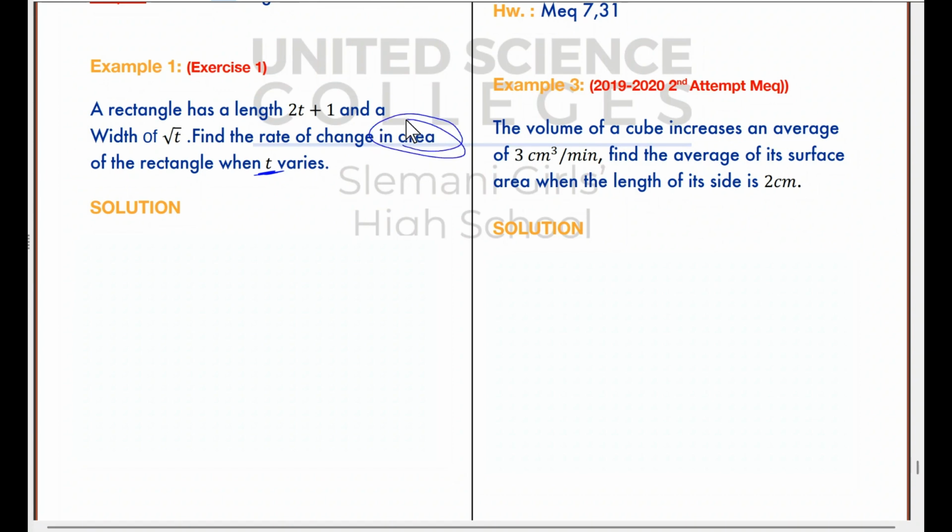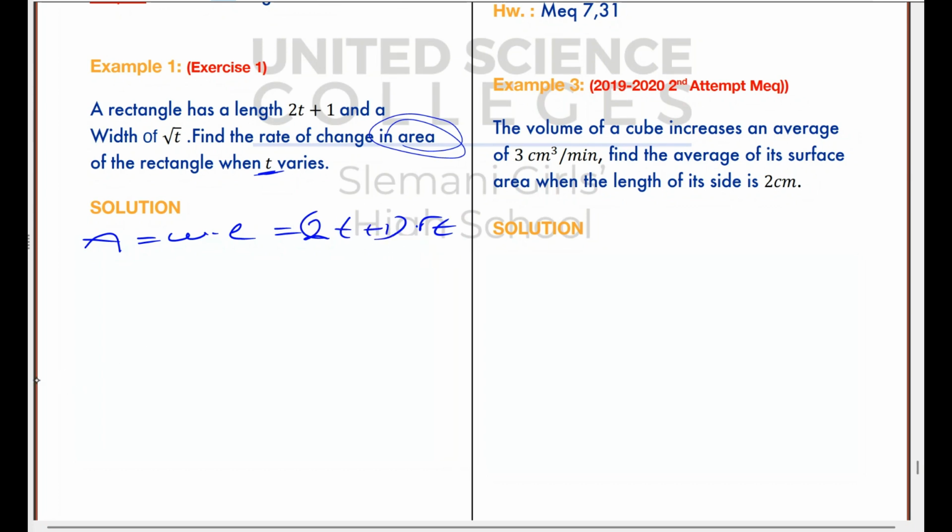We are talking about area. So let's write the area formula for a rectangle. Remember, the area formula for a rectangle is width times length. Width is given, length is given, everything is given. Substitute the given back: 2t plus 1 times square root t, for example. This is the given. Let's simplify this.